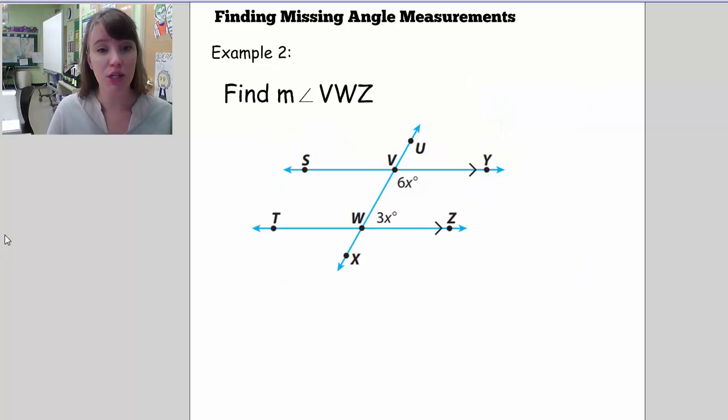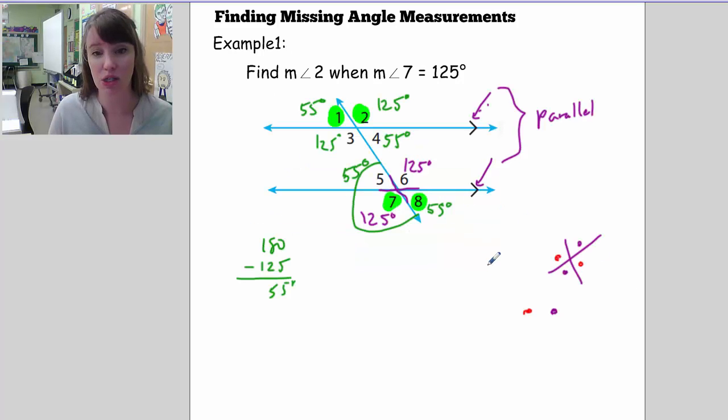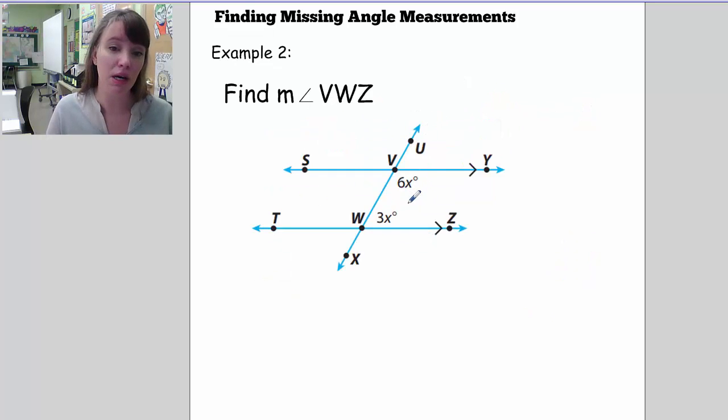Okay, now this one requires you to set up an equation because there's an unknown in this situation, as opposed to this one where I just gave you an angle measurement. But it's not really a big deal because I know that these two are same side interior. And I told you before that same side interior add up to 180 degrees. So if you're ever given a situation where you need to set up an equation, there's only two situations.